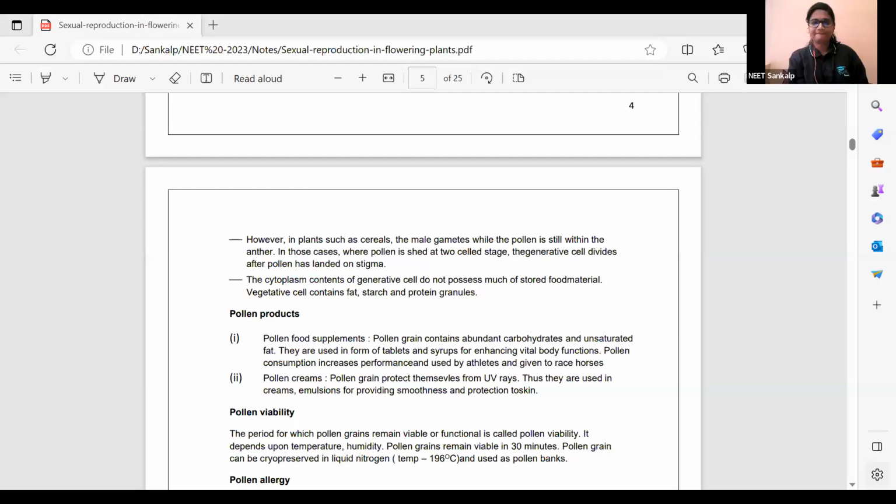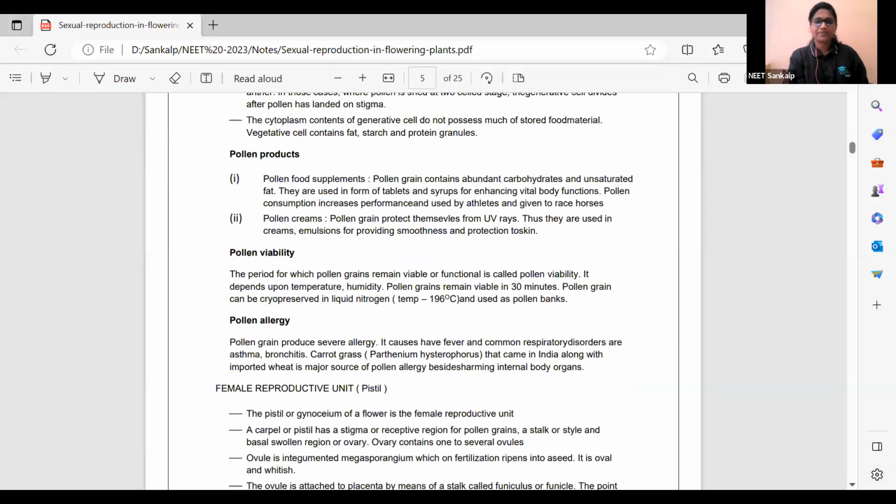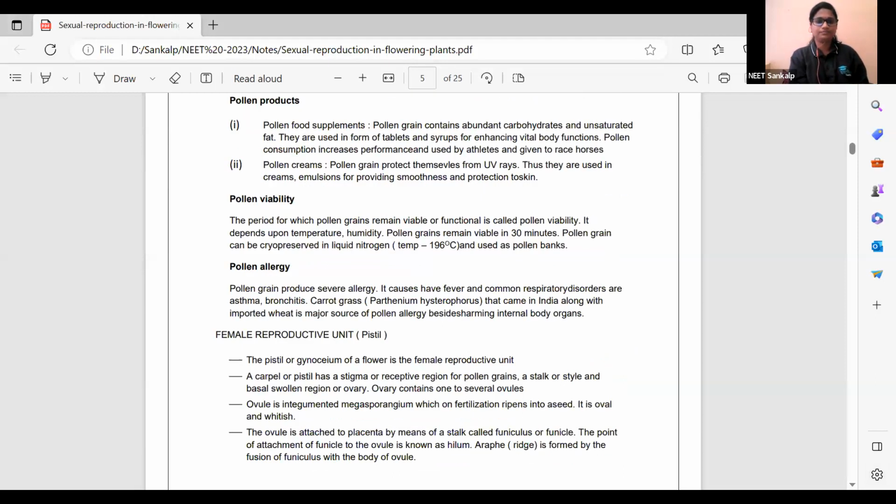Now let us read the notes. Okay. Diksha, can you read from pollen viability?